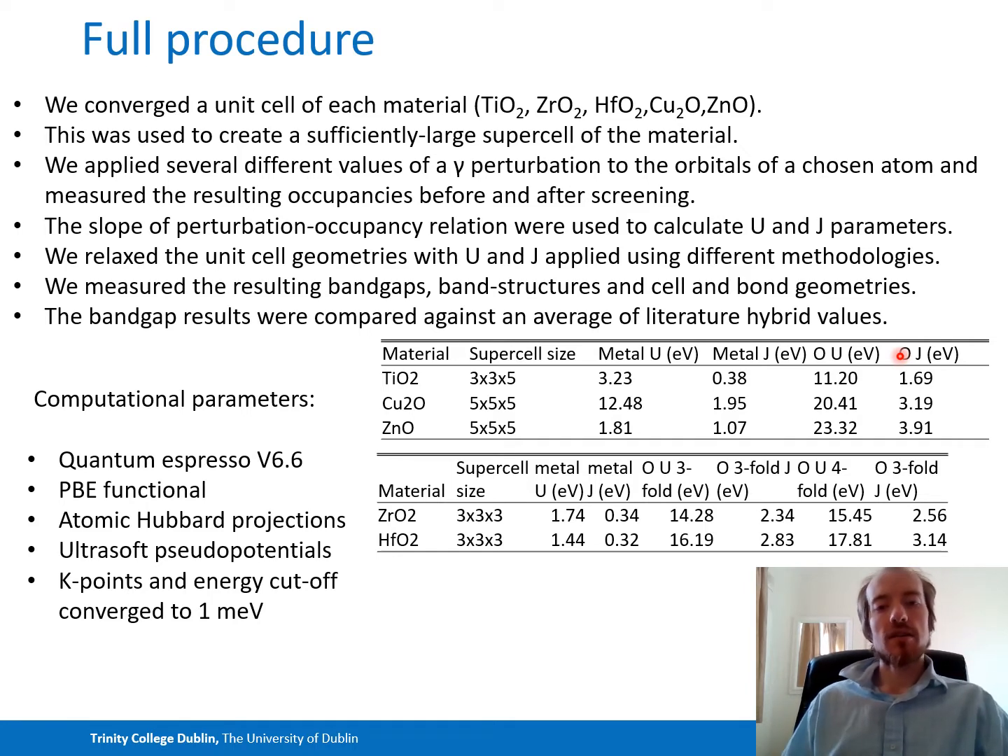So the full procedure is to converge a unit cell of the material. In this case, we picked 5 different non-magnetic oxides that represent a wide range of different structures and places on the periodic table. Once you have your material, you zoom out to get a large supercell, and you pick one atom, and one orbital from that atom, to apply your perturbations to. Then you measure the change in occupancies and follow the procedure I showed you in the previous slide, which gets you U and J parameters. Then you go back to the unit cell, apply the U and J, and from that we calculate the band structures, bond geometries, band gaps, etc., and compare them against the usual values from the literature.